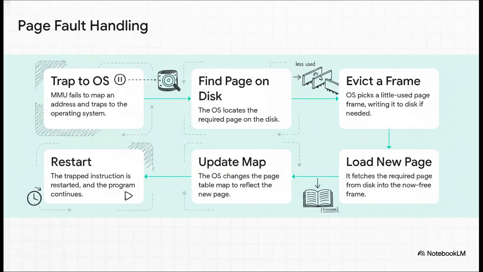And the OS just springs into action. It pauses the program for a split second, finds the page it needs on the hard drive, and then finds a page in RAM that isn't being used much. If it has to, it'll kick that old page out, sending it backstage to the disk. Then it loads the new required page into that empty spot. It quickly updates the page table to say, hey, the page you wanted is now here, and then it just restarts the original instruction. And the best part? The program has absolutely no idea any of that just happened. To the program, it was completely seamless.